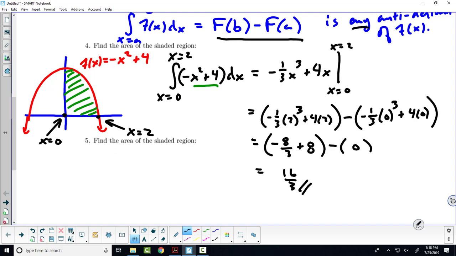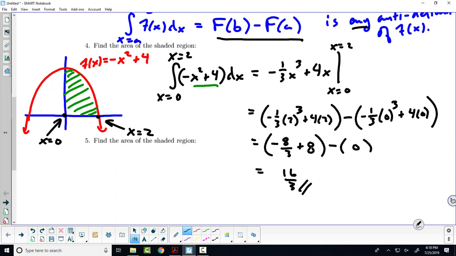What does that 16 thirds represent? That's the area of the green shaded region, right? So if you had this parabola in your living room and you wanted to carpet it, how much carpet would you buy? You'd buy 16 thirds square feet, or whatever your units are. That's the real world interpretation of this.